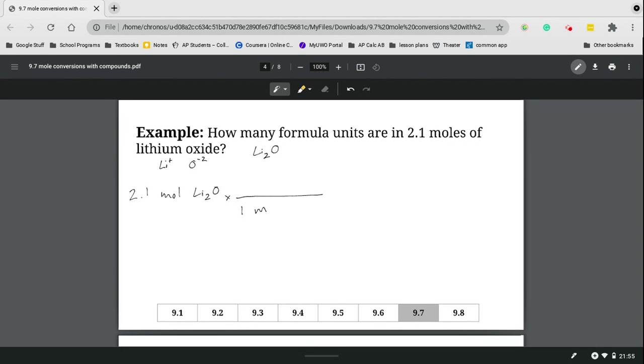And we're trying to get to formula units, so we're going to need to match it up to how many formula units are in a mole. And again, we use that Avogadro's number. Formula units equals 1.3 times 10 to the 24th formula units of lithium oxide.